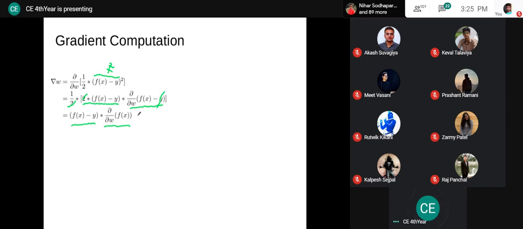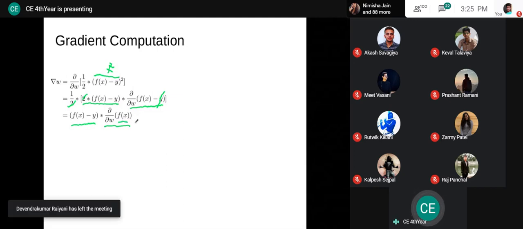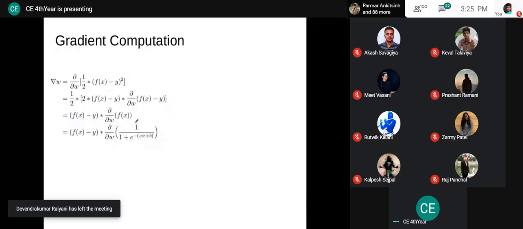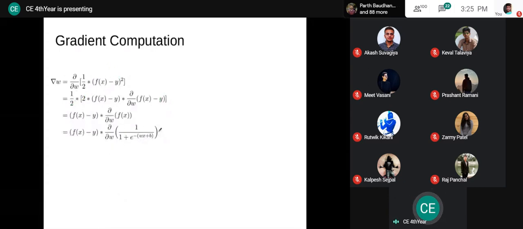Fine. What next? Let's just feed the value of this f of x into the equation. The f of x is our hypothesis, that is the sigmoid function. So that is 1 minus 1 over 1 plus e raised to minus wx, right? And plus bias. Always the bias term is there.